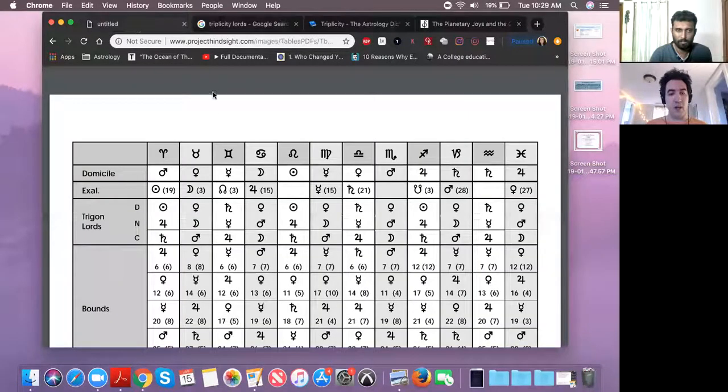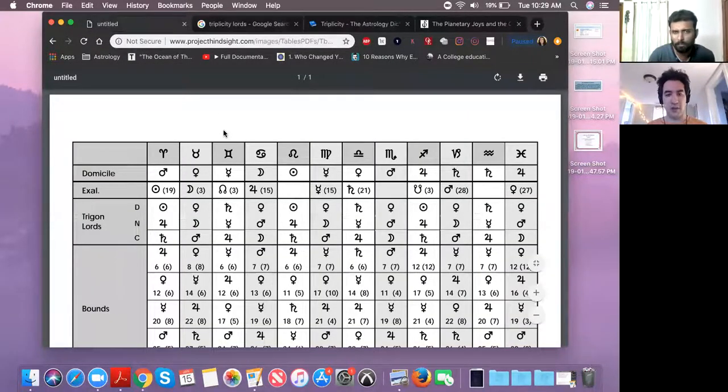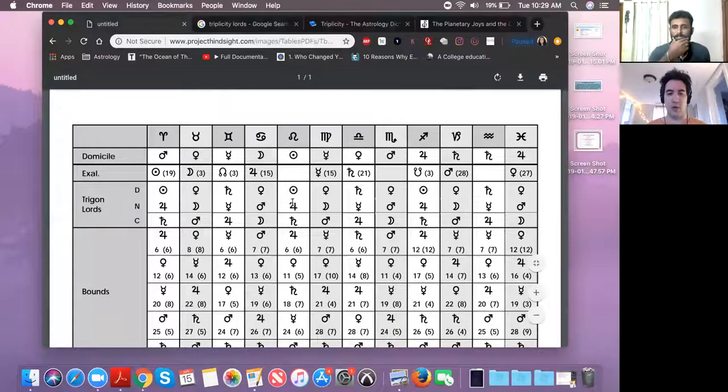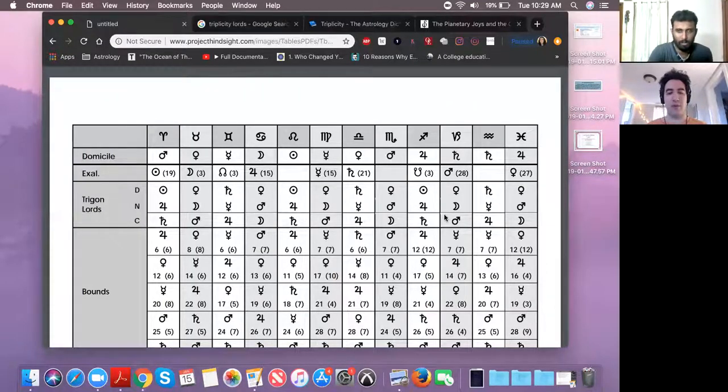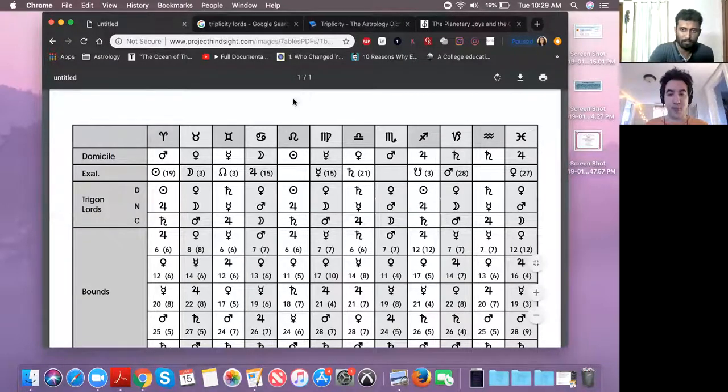And then here on Project Hindsight, you can find this table of essential dignities, which we used before. It shows the triplicity lords for each sign. But if you just memorize them, it's really easy, and you'll never need to refer to this table ever again in your life. Okay, cool. So I guess I'm going to stop the share. Do you think I should stop it now? I just want to talk about triplicity.